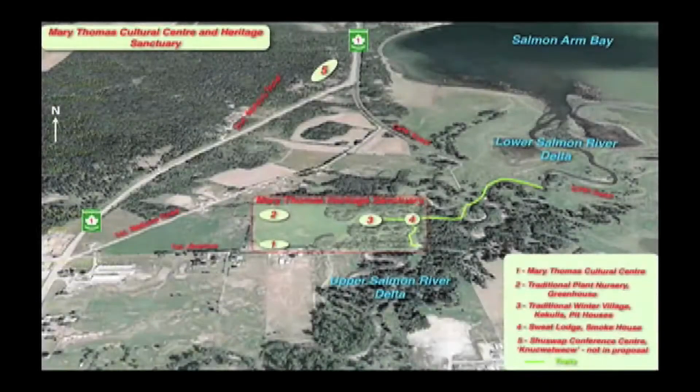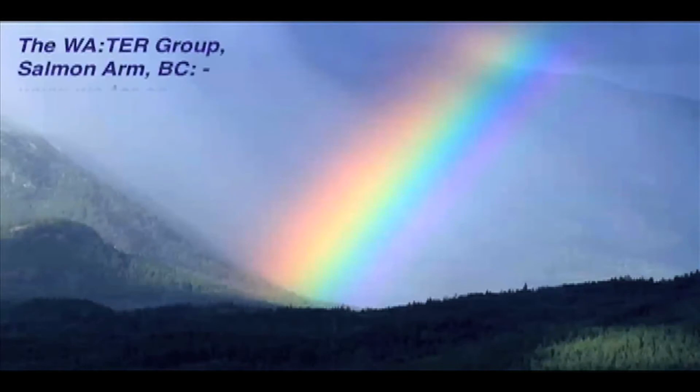This overview shows the Mary Thomas Heritage Sanctuary in the centre. The area is Nisquamnis First Nations territory on the west bank of the Salmon River. The key at bottom right points to sanctuary features, and the link to the trail network is shown in bright green. WATER's aim is to understand and protect the biological and cultural diversity of the Salmon River Delta and collaborate with First Nations and the community at large.